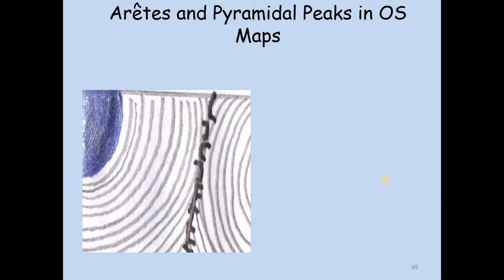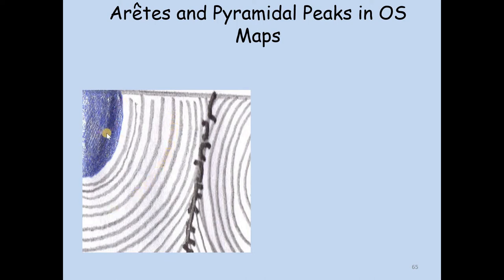So the next thing is, how do we identify aretes and pyramidal peaks on OS maps? Right, this can be quite tricky, but we'll have a look at this and see if we can get the best understanding we can of how we find these. Apologies, this image is black and white. These little grey lines here are supposed to be contour lines.